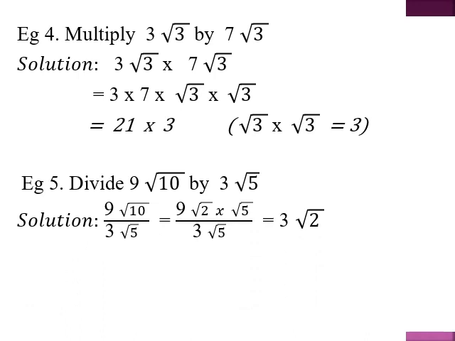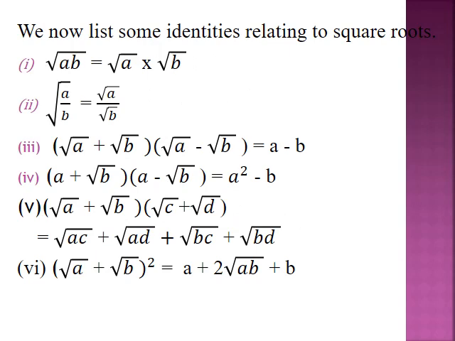Now divide 9 root 10 by 3 root 5. You have to arrange it like this. Then 10 you can split up into root 2 into root 5. Root 5 gets cancelled, and 3 and 9 are both divisible, so 3 threes are 9. So the answer is 3 root 2.